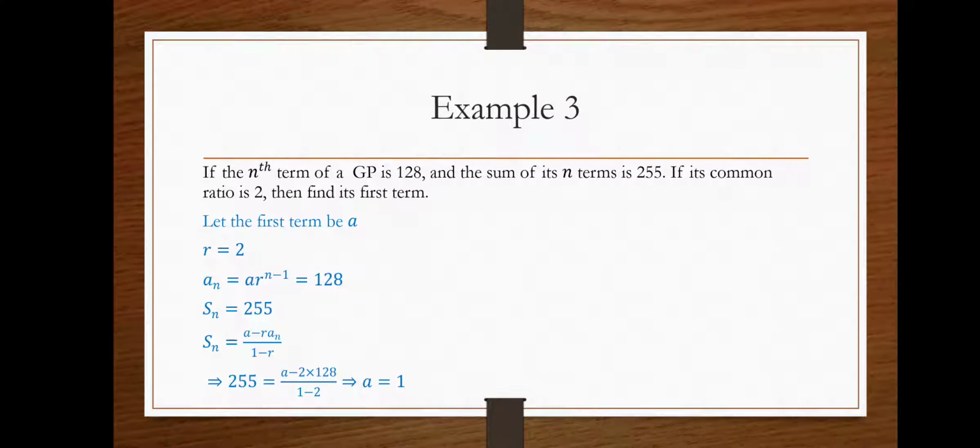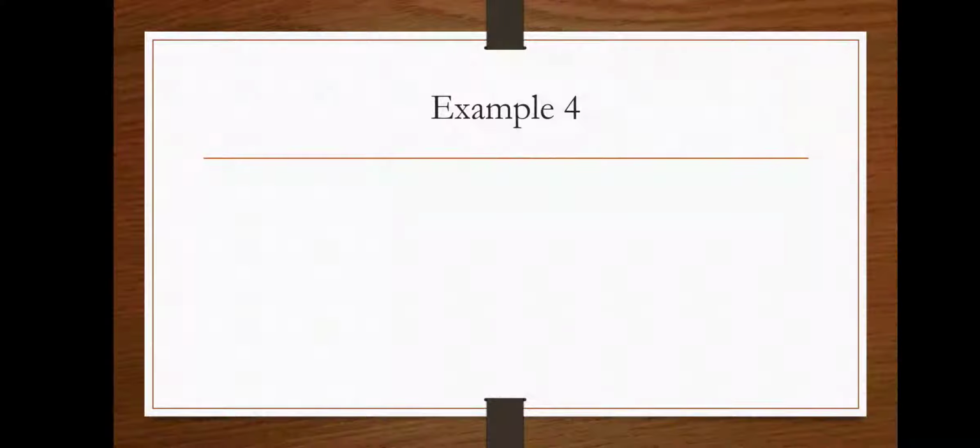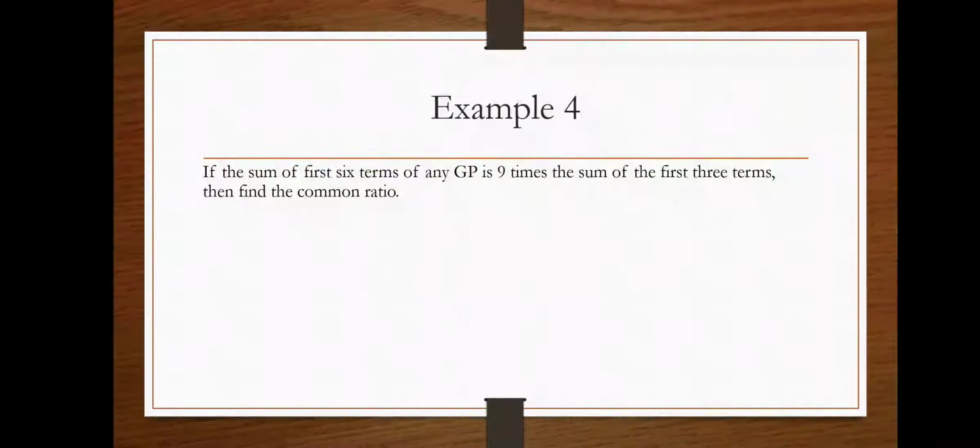Right? Let us move to number 4. If the sum of first 6 terms of any GP is 9 times the sum of the first 3 terms, then find the common ratio. So sum of first 6 terms is 9 times the sum of the first 3 terms. So how does it look? It looks something like this. So S6 is equal to 9 times S3.